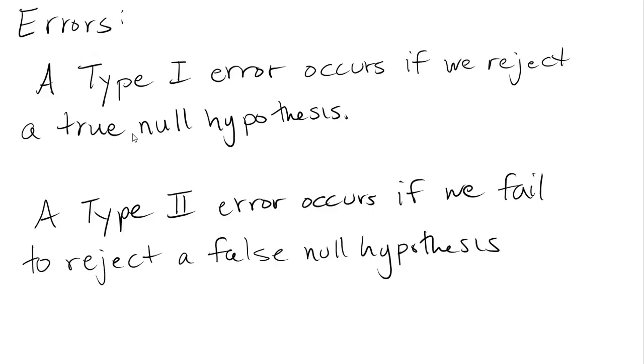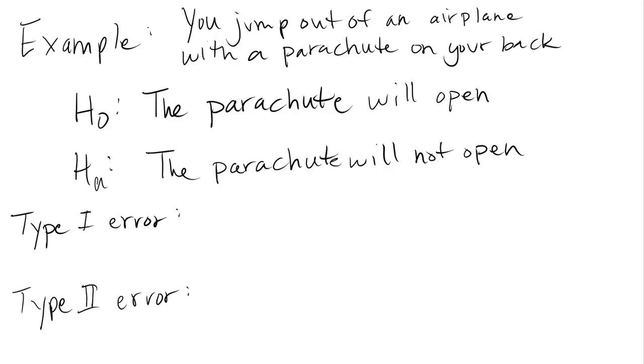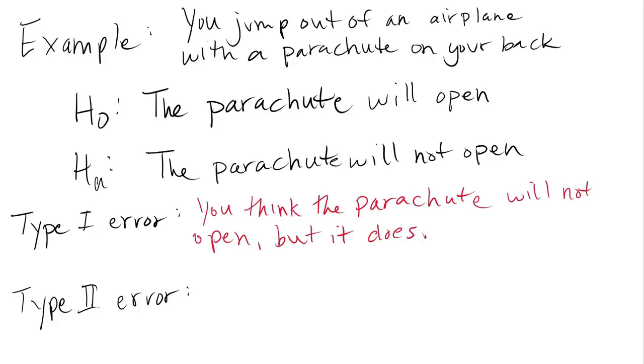A type 1 error occurs when the null hypothesis is true, but you're led to believe that it's false. So in this example, the null hypothesis is the claim that the parachute will open. In a type 1 error, you think that's false, but it's actually true. So the type 1 error would be that you think the parachute won't open, but it does. You thought the null hypothesis was false, but it's actually true, and the parachute really does open.